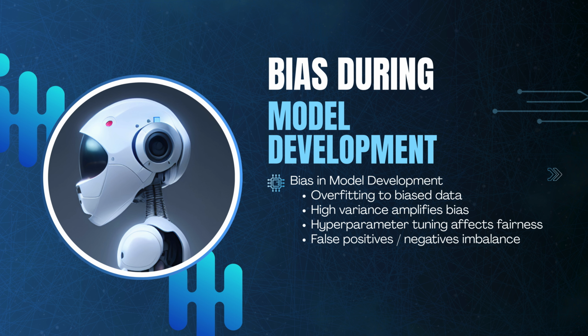Even if your data looks acceptable, bias can intensify during model development. When a model overfits to biased training data, it memorizes those distortions instead of generalizing fairly. High variance can amplify imbalance. The model becomes overly sensitive to patterns that should not drive decisions. Even hyperparameter tuning affects fairness. When we optimize purely for accuracy, we may unintentionally increase false positives or false negatives for specific groups.